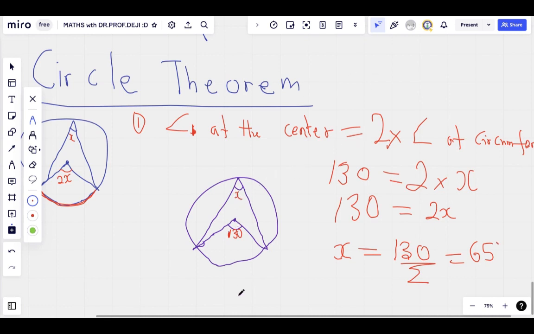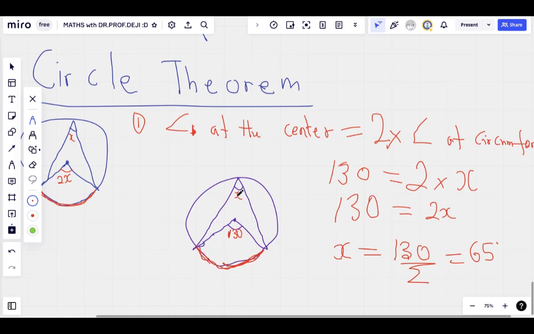Why? Because angle at the center is twice whatever is here. So if here is 65, if you want the center, you multiply the circumference angle by 2, if they are standing on the same arc. You can see both of them, they are standing on the same arc. So when you multiply it by 2, this arc. They are both standing on the same arc.